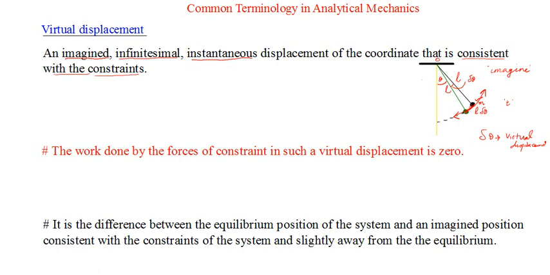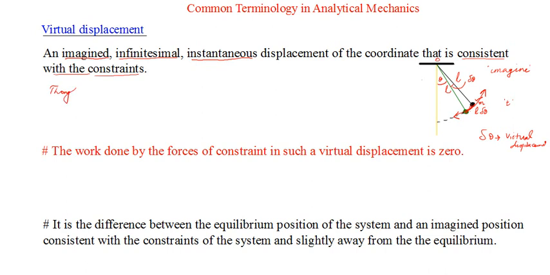Because moving along either of these directions is not going to affect the constraint. It will retain the length of the string as L itself, because it is moving over the arc of a circle with L as the radius. Now, it's our freedom to imagine, because all these displacements we are imagining only. We don't really move the object. It's just like a thought experiment.